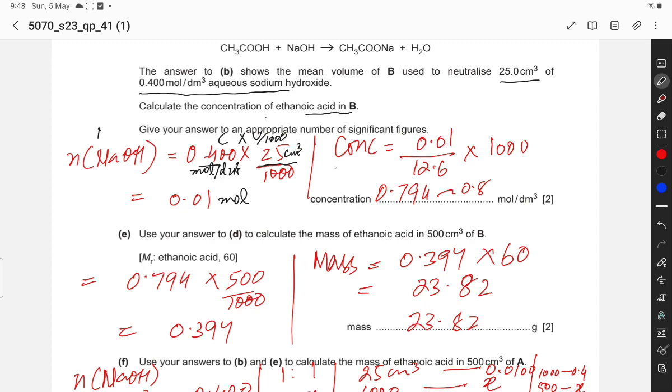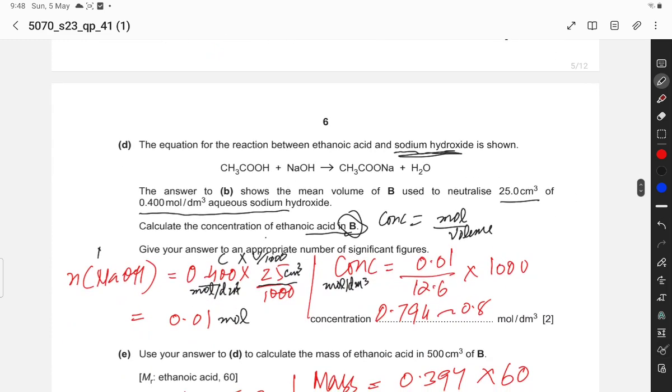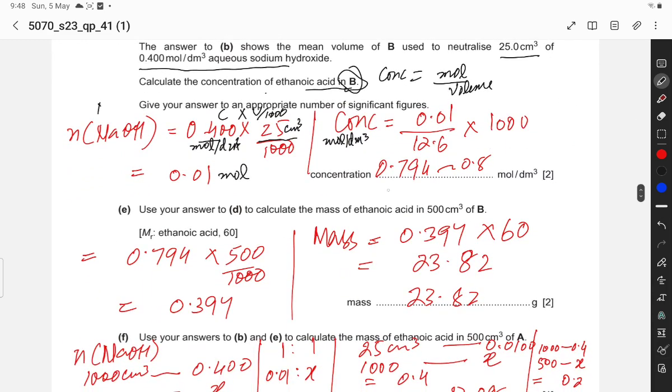So concentration is always in mol per dm³. The concentration is equal to moles over volume. So the moles are 0.01 and the mean volume of ethanoic acid in B is 12.6. Look here, 12.6 is the mean volume of B, divided by 1000. So the concentration is 0.794, which is approximately equal to 0.8.